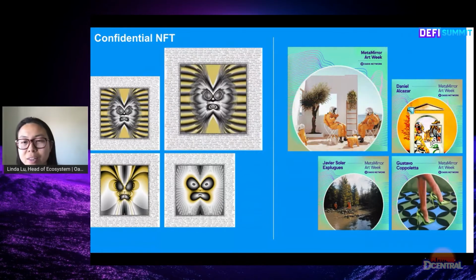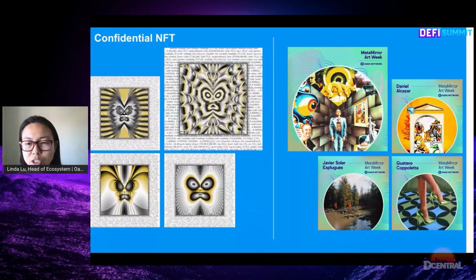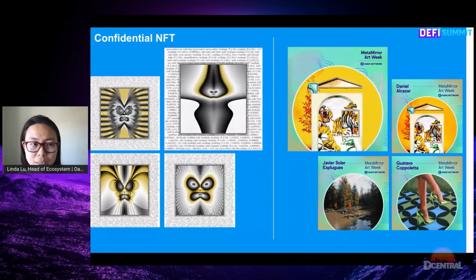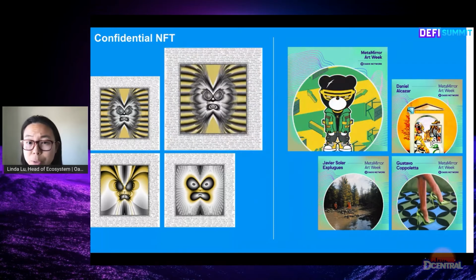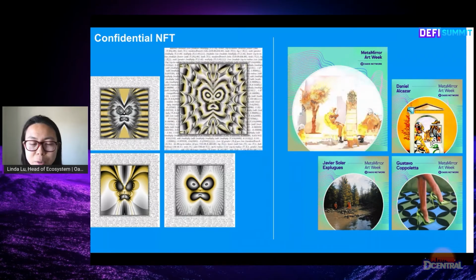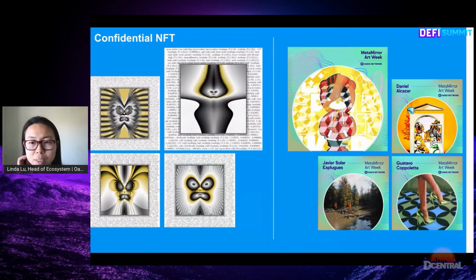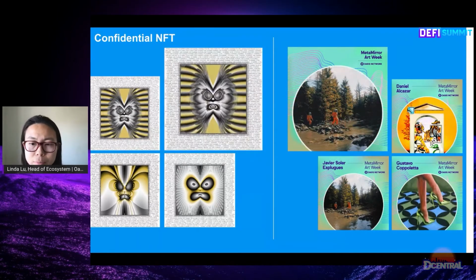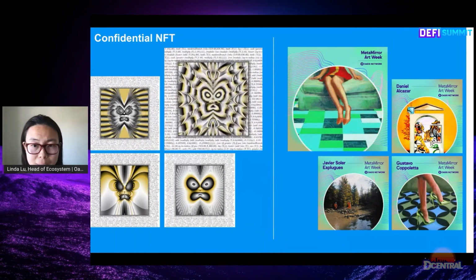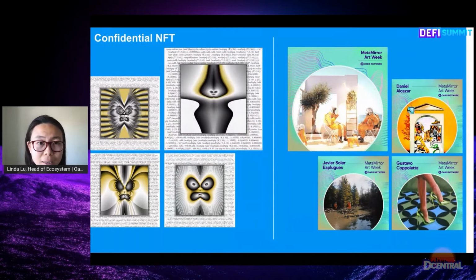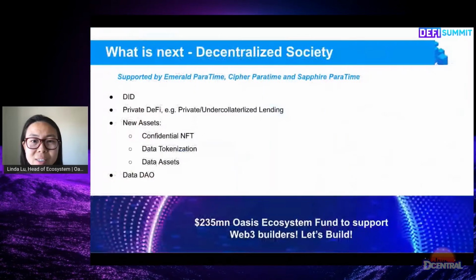And the collection on the right is what we launched last, I think, early June, the Oasis NFT Art Week. It was pretty exciting as well, and we started to feature some really fine arts and bring those to blockchain. So let's talk about what's next.